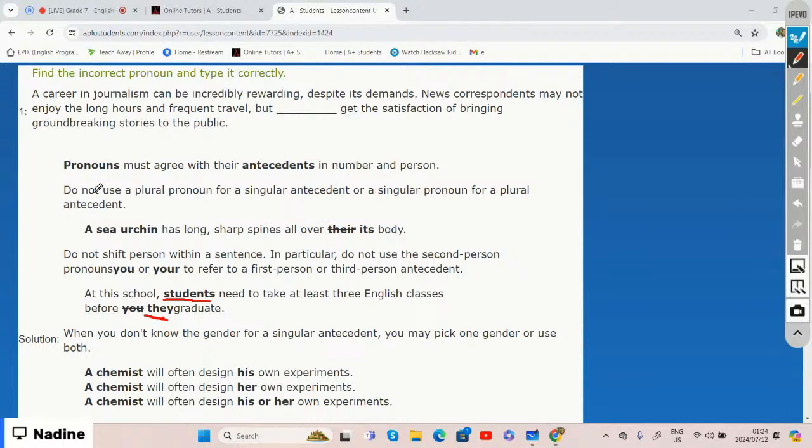If we have a singular noun, or singular pronoun or singular antecedent, then we say, for example, a sea urchin has long, sharp spines all over its body. That is where we use a singular pronoun for a singular antecedent. And over here, we're using a plural pronoun for a plural antecedent, because remember, plural refers to two or more people, things, and so on.